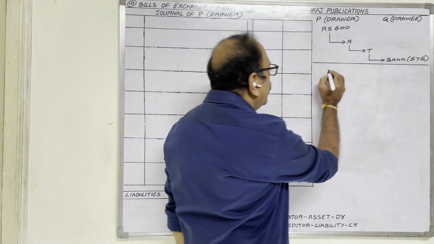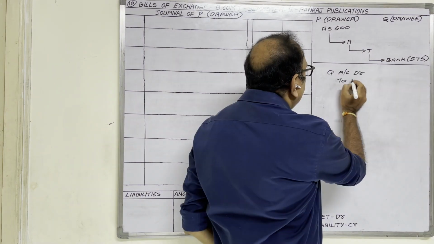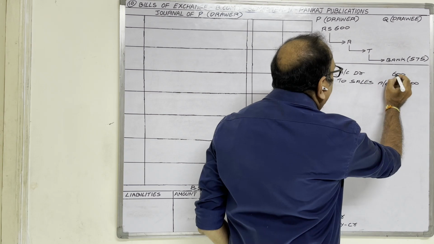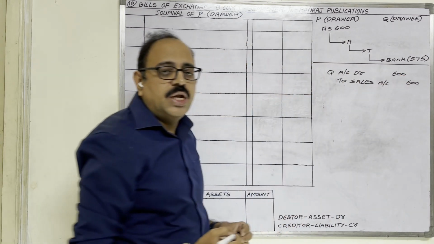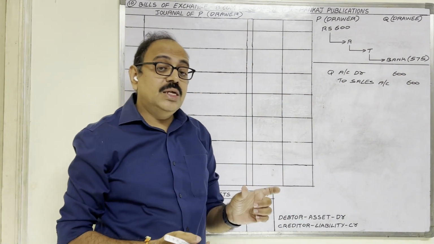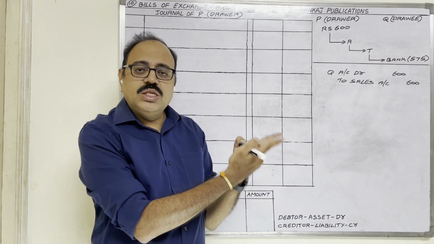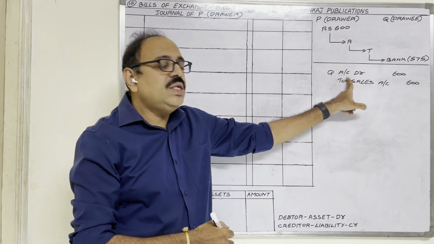The entry is Q account debtor to sales account, 600 rupees. Why is Q account debited? Q account is a personal account. Personal account rule: debit the receiver, credit the giver. So P is giving goods to Q, and Q is the receiver. Therefore Q account is debited.